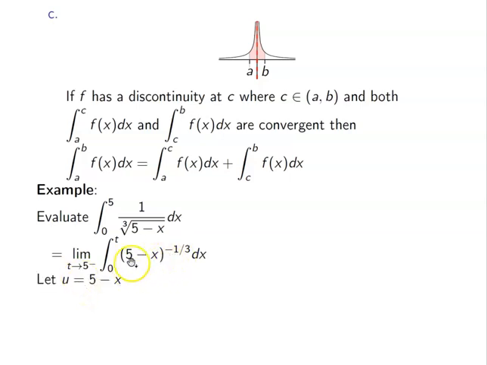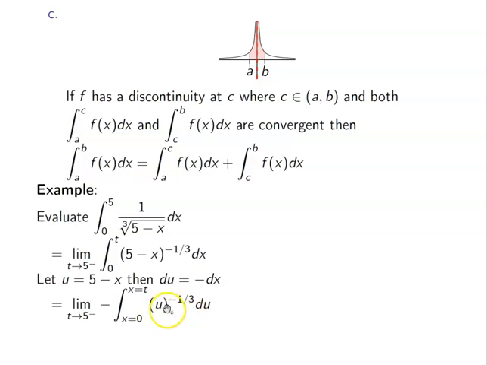I can rewrite this as 5 minus x to the negative 1/3 power and do a u substitution, so du is negative dx. Moving this over, negative du is the same as dx, and this turns into a negative u to the negative 1/3 power du. I signify that I'm looking at x's for my variables, just to keep me on track and not accidentally plug in the wrong thing.